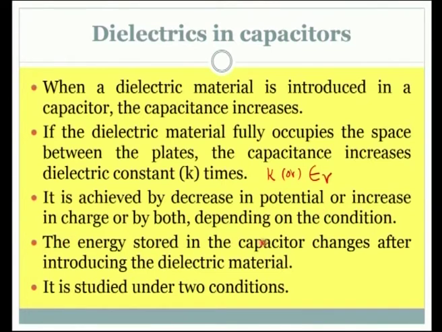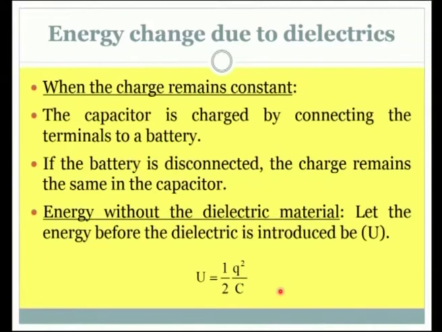The energy stored in the capacitor changes after introducing the dielectric material. It is studied under two conditions, which we are going to see. What will happen when we introduce the dielectric material? When the charge remains constant and when the potential remains constant, like that we will go ahead with the discussion. When the charge remains constant, what is happening? The capacitor is charged by connecting the terminals to a battery. So, if the battery is disconnected, the charge remains the same in the capacitor.